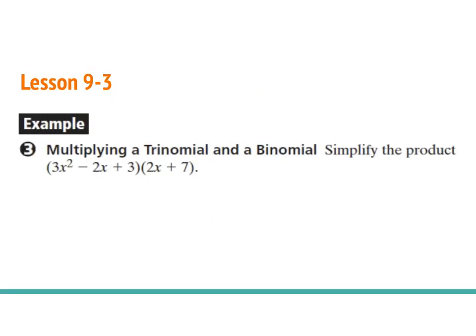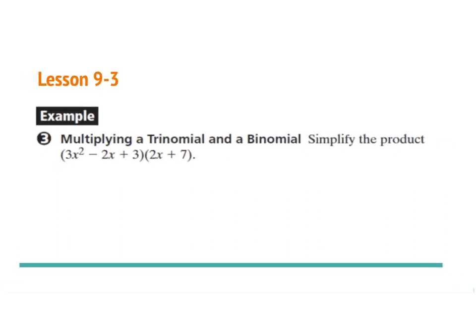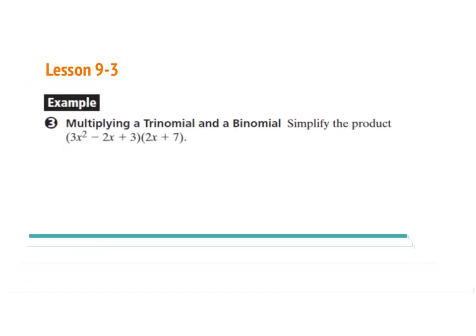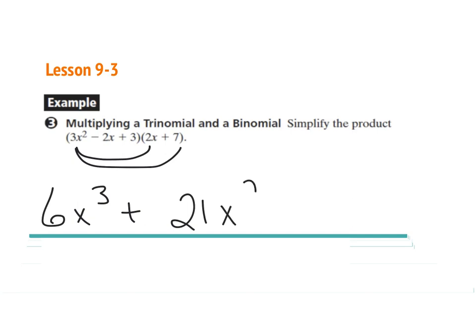So here we're going to multiply a trinomial by a binomial. And we want to make sure that every term in the trinomial is being multiplied by every term in the binomial. So you want to do this in an organized manner so that you don't miss anything. So my first step is going to be, I'm going to take that 3x squared and multiply it by the 2x and the 7. So 3x squared times 2x gives me 6x cubed. And then 3x squared times 7 gives me 21x squared.